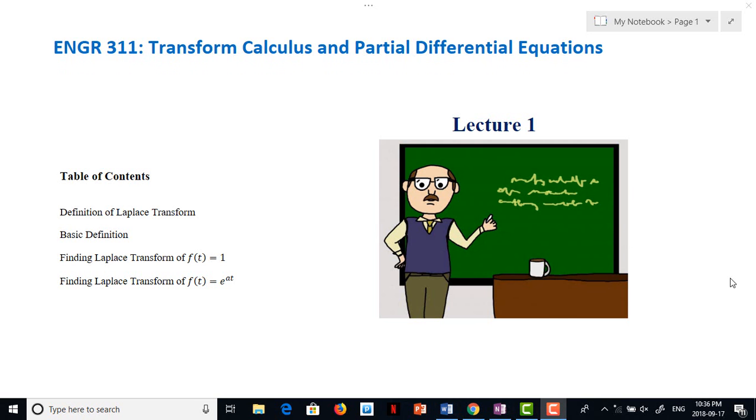We want to talk about the definition of Laplace transform. Then we talk about some basic definitions that we need for defining Laplace transform. And at the end, we're going to solve two simple examples. The first is finding the Laplace transform of a constant function like f(t) equal to 1. And then we find the Laplace transform of an exponential function, f(t) equal to e to the power of at.